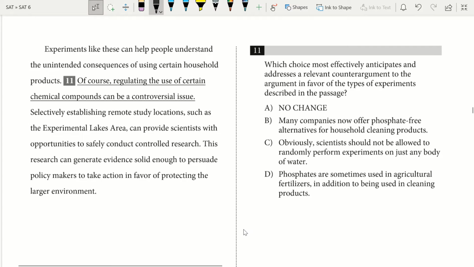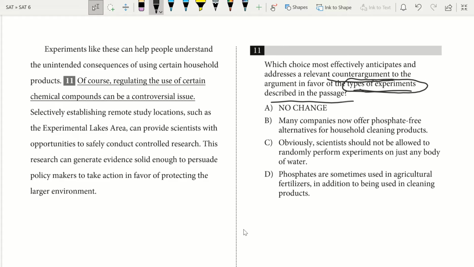Next, we have, "Experiments like these can help people understand the unintended consequences of using certain household products." Which choice most effectively anticipates and addresses a relevant counter-argument? Okay, so we have to anticipate and address the counter-argument to the argument in favor of the types of experiments described in the passage. So we need to pay attention. We're not concerned about the actual law. We're concerned about the experiment done.